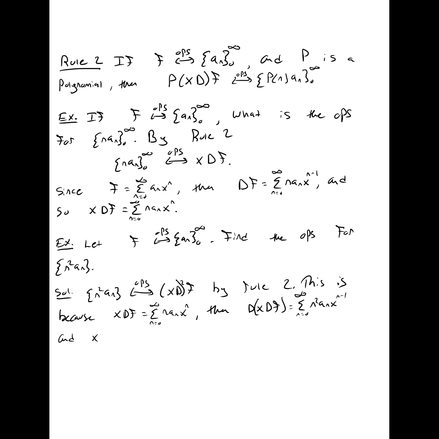Then multiplying by x, so XDf, would give us exactly what we want: n squared a sub n x to the n. So that's the power series generating function we want. Now we write that as what I have written first, but we write this as XD squared f, because we just do it twice. So that's nice, and this is where this is coming from.